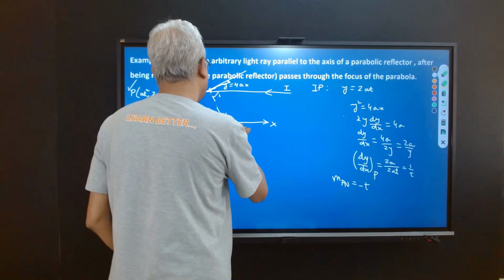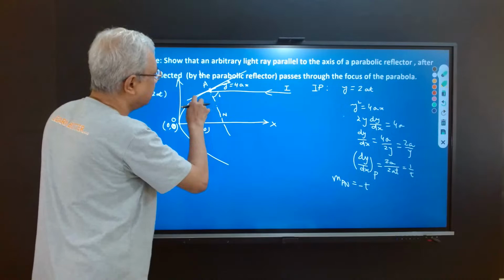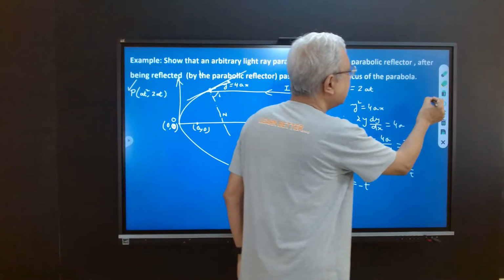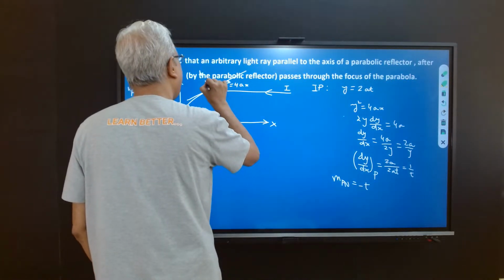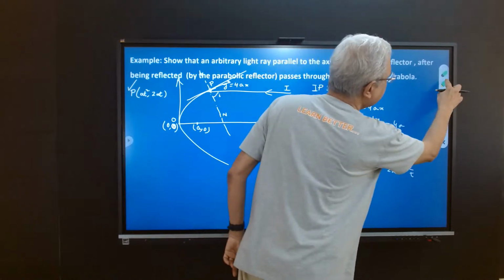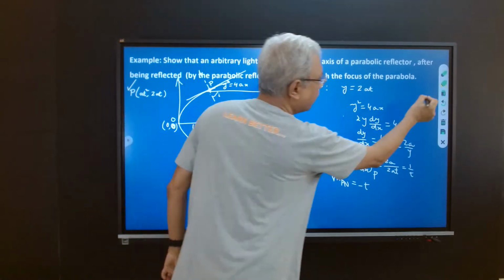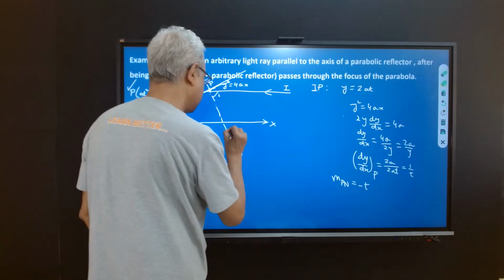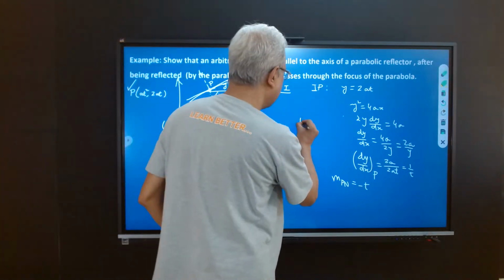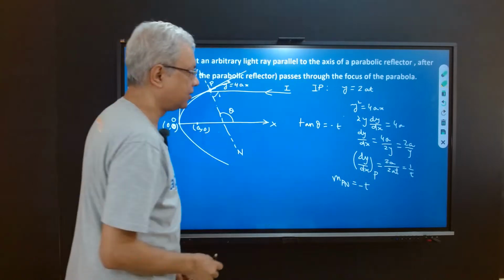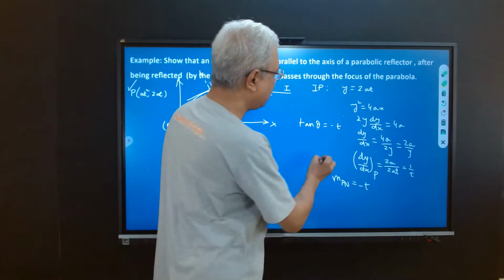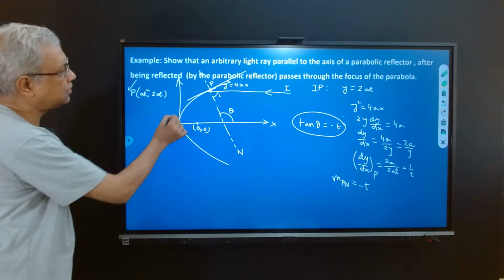Since its gradient is minus t, this is the normal, this is the point P. And N, I can say, is a point on the normal. So N is a point on the normal. This is the normal line. So I call this point N. Now, suppose theta is this angle. If theta is this angle, then tan theta is definitely minus t, because m_PN is minus t. So theta is the inclination of the normal with the positive x-axis. So tan theta must be equal to minus t. There is no doubt. This is the angle of incidence.